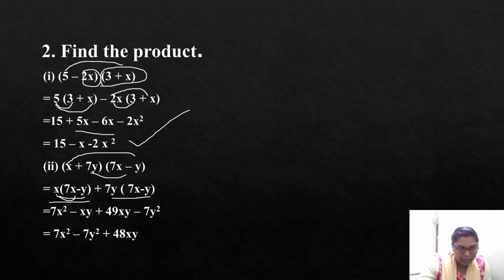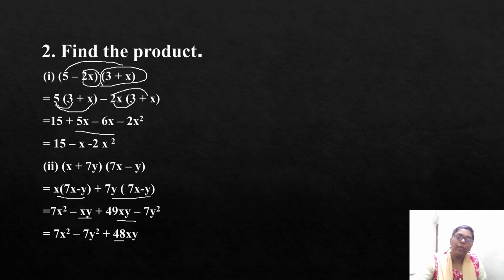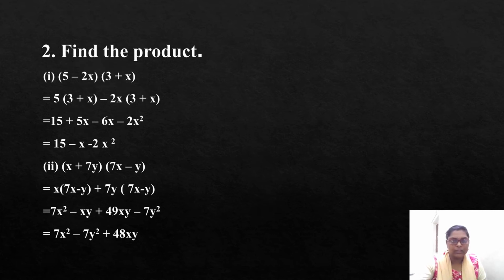Minus sign, don't forget. Next, 7 into 7, 49, y into x, yx. Next, minus sign, 7 into 1, 7, y square. Right? So this is xy, this is xy. Different signs. So I am subtracting. Right? And I am putting 48 extra. That's it. The same problem, same model and same method. Numbers are only varying. No other difference in this.